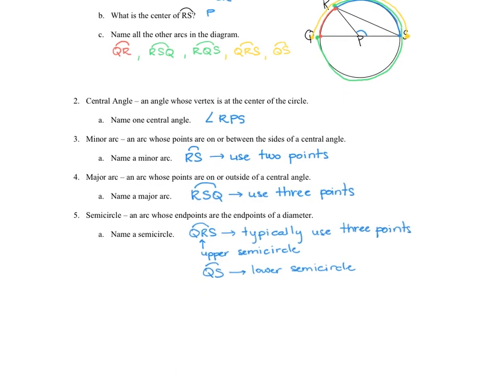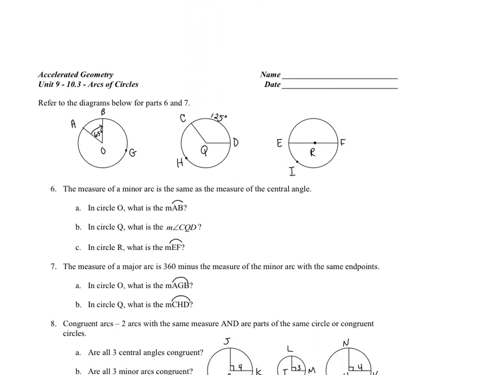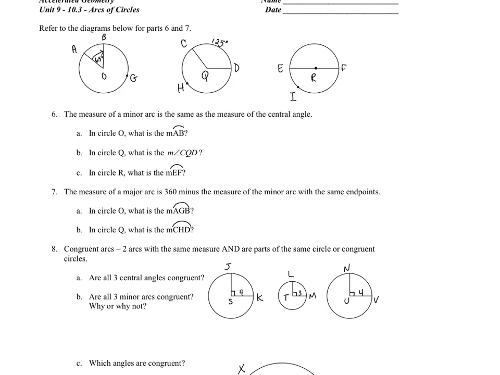Now that we know how to distinguish between the different types of arcs, let's talk about how to find the measures of those arcs. The measure of a minor arc is the same as the measure of the central angle. So if we want to find the measure of arc AB, the central angle that contains arc AB is angle AOB. And the measure of angle AOB is 65 degrees. So the measure of arc AB is also 65 degrees.